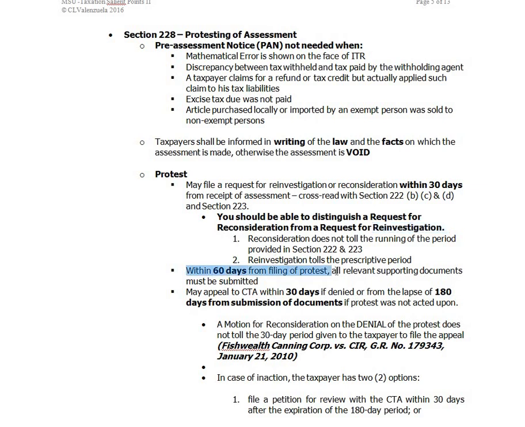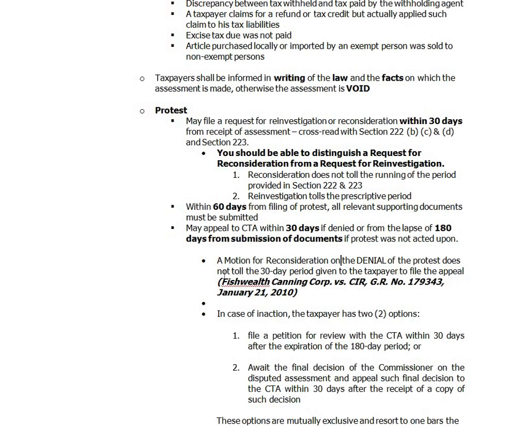And within 60 days from filing the protest, you have to submit all your relevant supporting documents. Then you wait for the approval, the denial, or the lapse of the 180 days from the submission of documents. Repeat, if you receive a denial, you can actually file a motion for reconsideration, but the 30-day period shall not be suspended. It's your risk. It's the risk that you have to take.